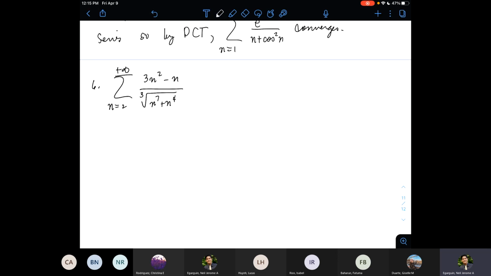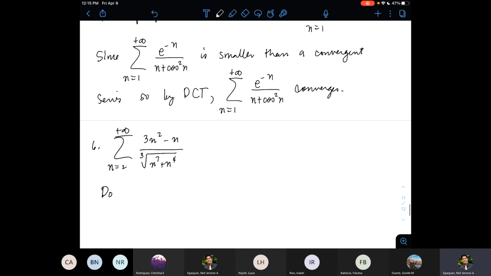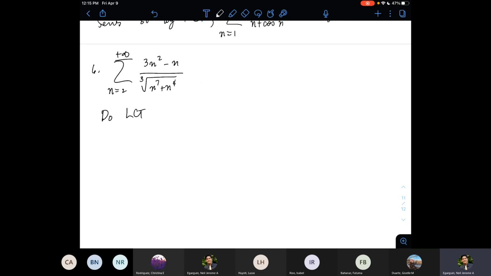Okay, so let's test for the convergence of this series. Now, what I'll do is use the limit comparison test with a testing series. So we need to define what our testing series is.